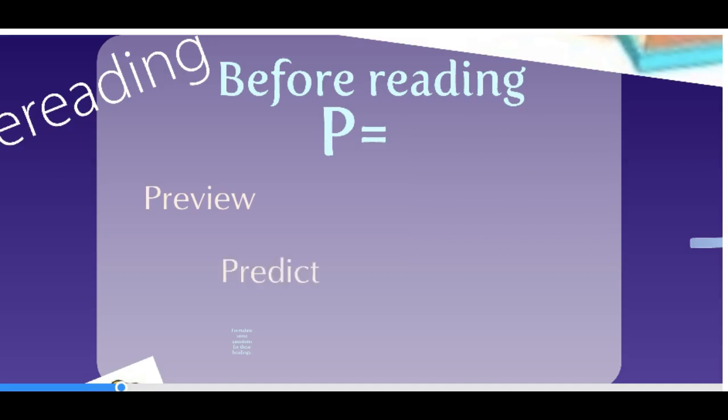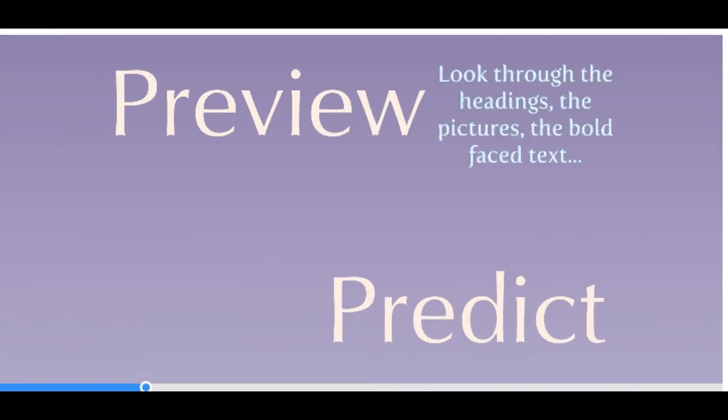You preview, you predict, you look at your prior knowledge, access your prior knowledge, and you find a purpose for the reading. Now, preview and predict are things that you can do in one fell swoop by looking at the headings and the boldface and the pictures. You preview it, and then you predict things that will happen.